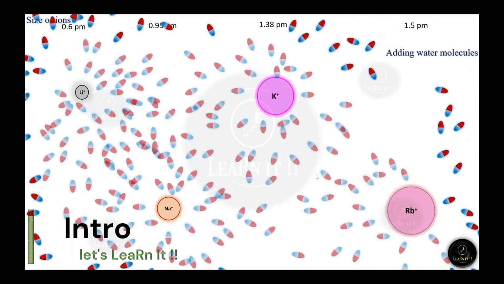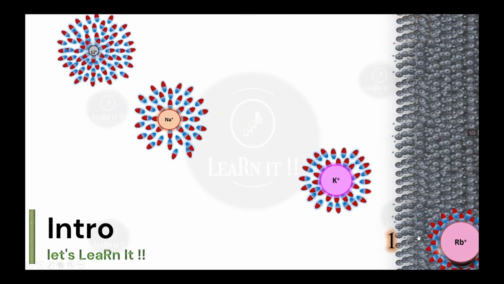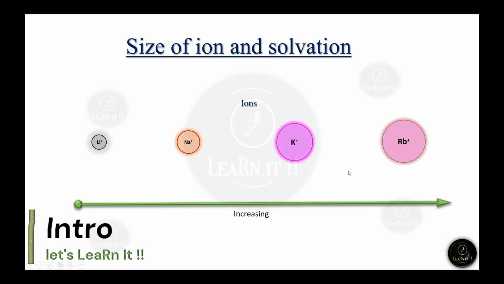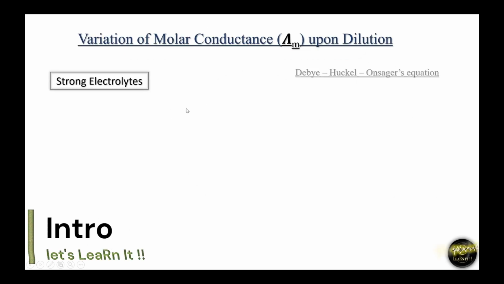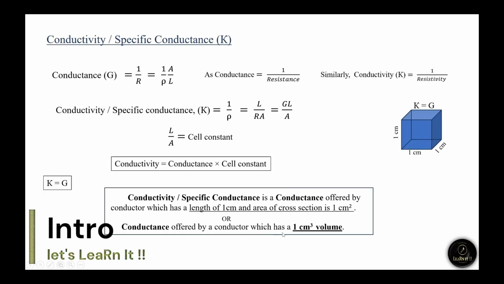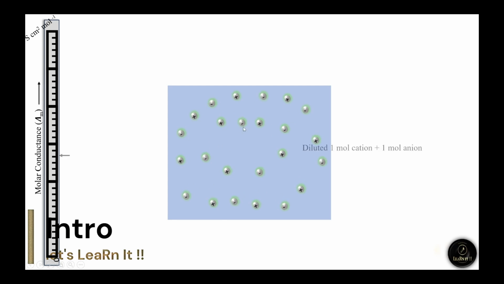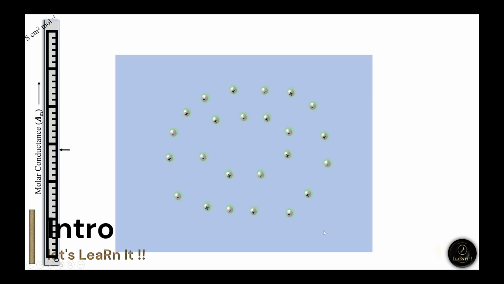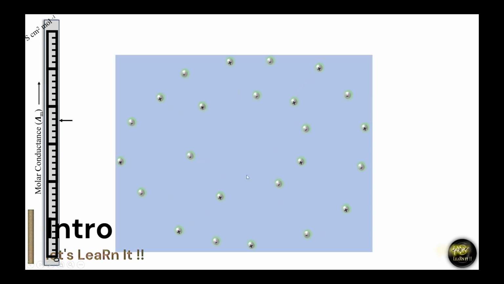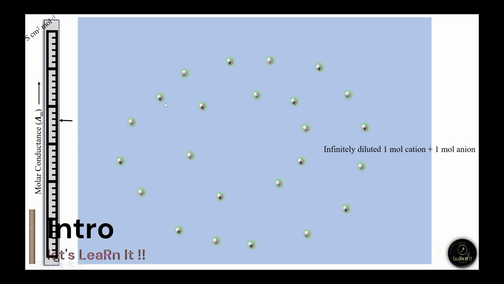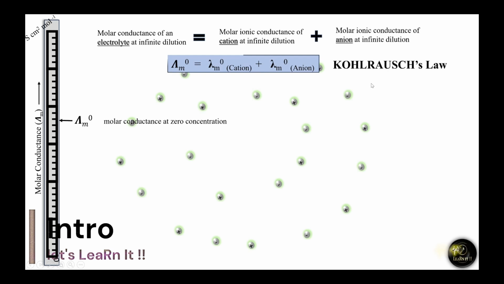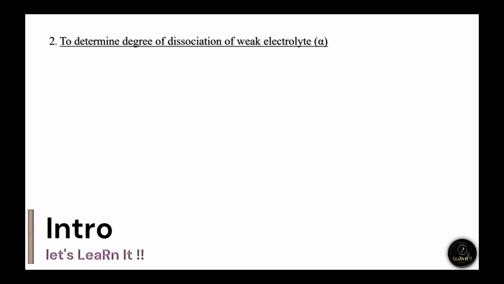When we add water, the rubidium reaches the cathode. The size is increasing. Strong electrolytes obey Debye-Huckel-Onsager's equation, which has 1 centimeter cube volume. When we add more water, these ions get more freedom. So if we put more water, then the freedom still increases. When they have enough freedom that they are out of electrostatic interaction, it is called Kohlrausch law. So it is the fraction of total molecules dissociated.